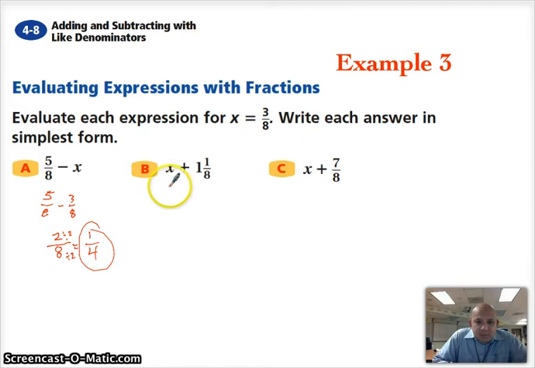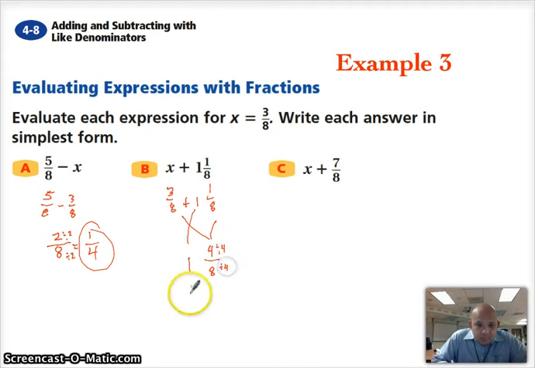Next, we have the substitution for x is 3/8 plus 1 1/8. Again, we add the fractions first. So 3/8 plus 1/8, 3 plus 1 is 4. We keep the denominator. And then we add the whole numbers. There's only one whole number, so that goes down here, and we have 1 and 4/8, which again simplifies, if we divide by 4, to 1 and 1/2.